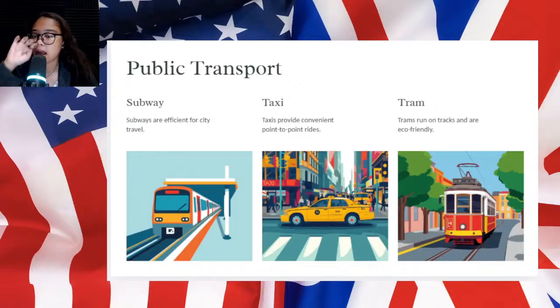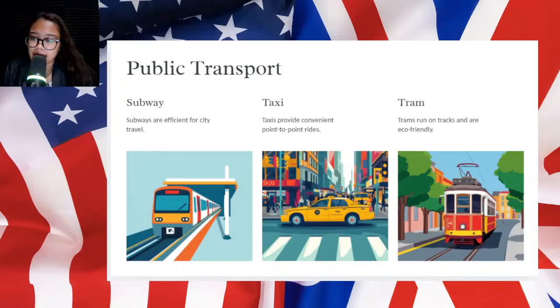In comparison, taxis provide convenience in a way that it is a point-to-point ride, which means that a taxi will pick you up at your front door and drop you off exactly at the entrance of your destination. Most taxis are painted bright colors, like yellow or white, so that they are easy to see on a busy street. So that is a taxi.